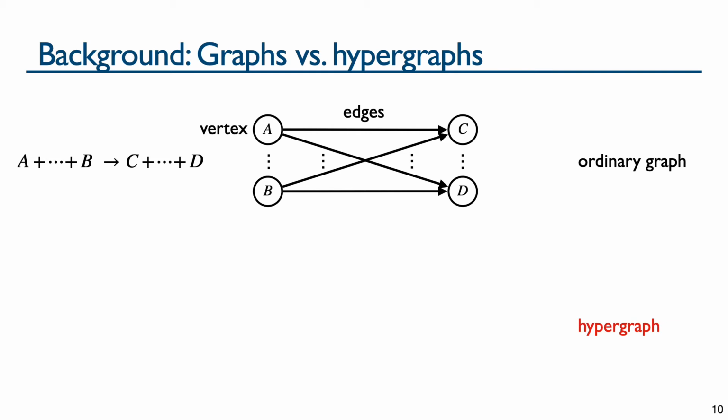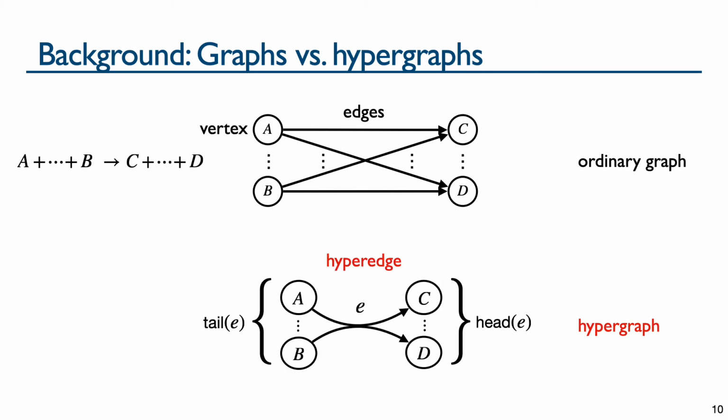This reaction can instead be modeled as a single directed hyperedge, where all reactants are in the tail of the hyperedge and all products are in the head on the right. Notice how now hyperedge E can only be traversed when all of the reactants are present and all of the products are reached or produced upon the traversal of the hyperedge.